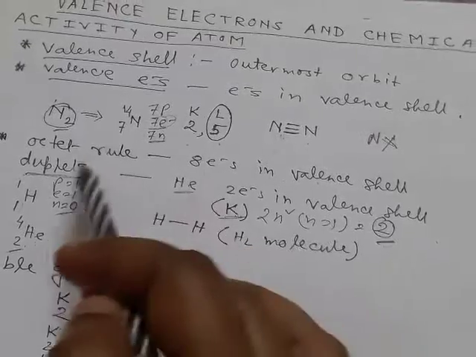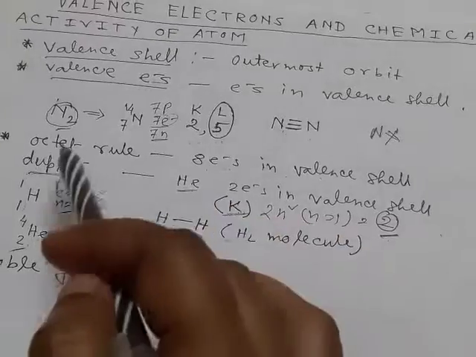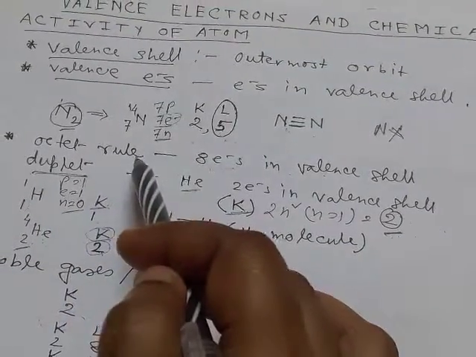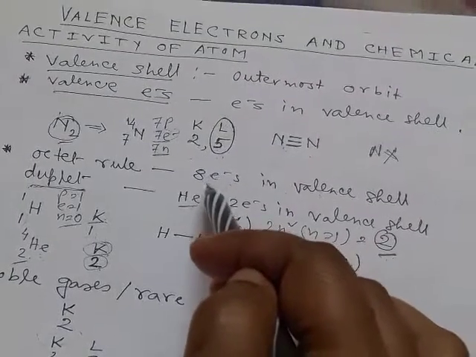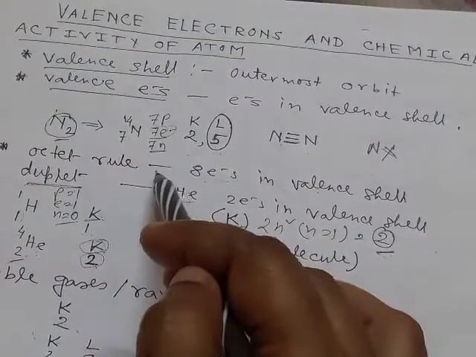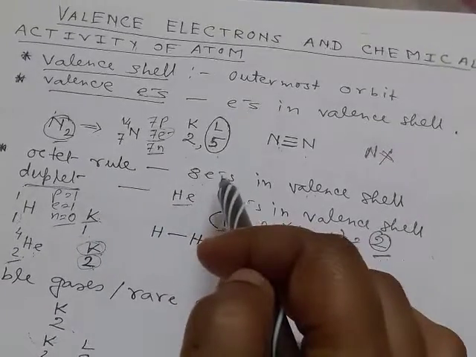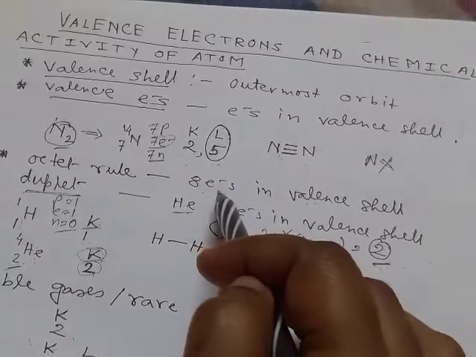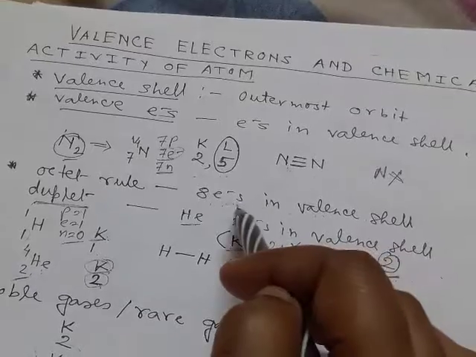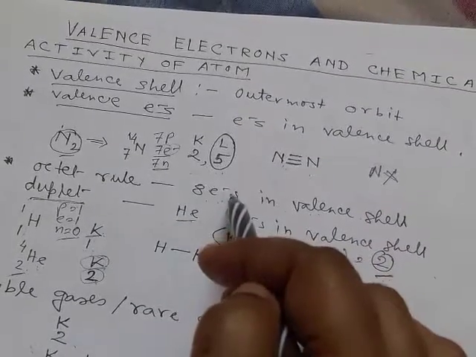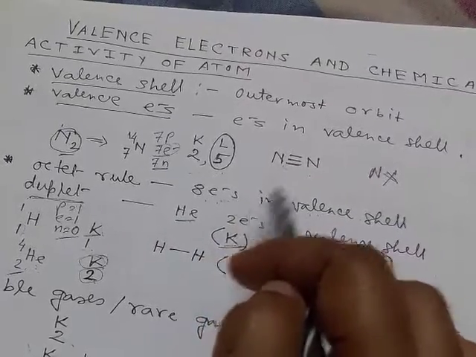But except helium, the other elements always have a tendency to accommodate 8 electrons. So this is the octet rule. All the atoms have a tendency to attain the 8 electronic configuration. If there are more than 8 electrons in the valence shell, they have a tendency to lose electrons. If the electron count is less than 8, then the atoms have a tendency to gain electrons.